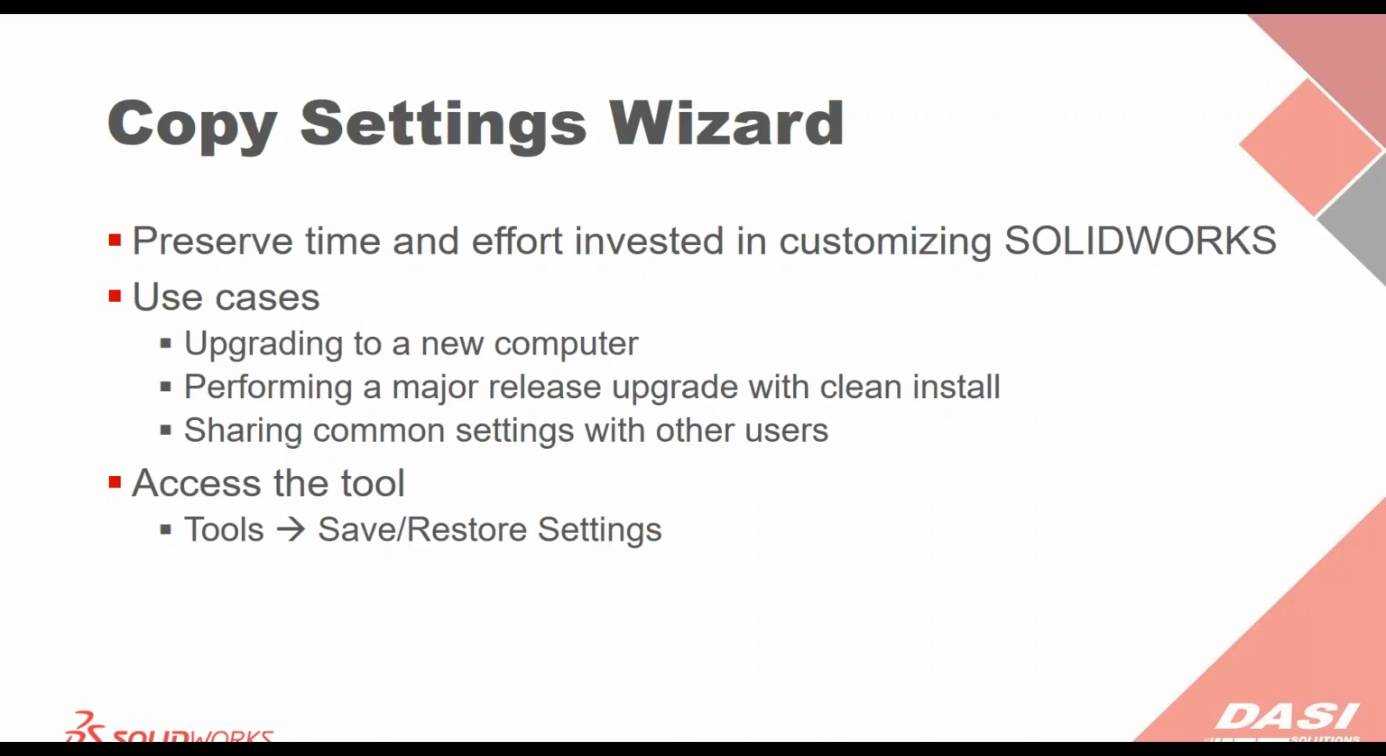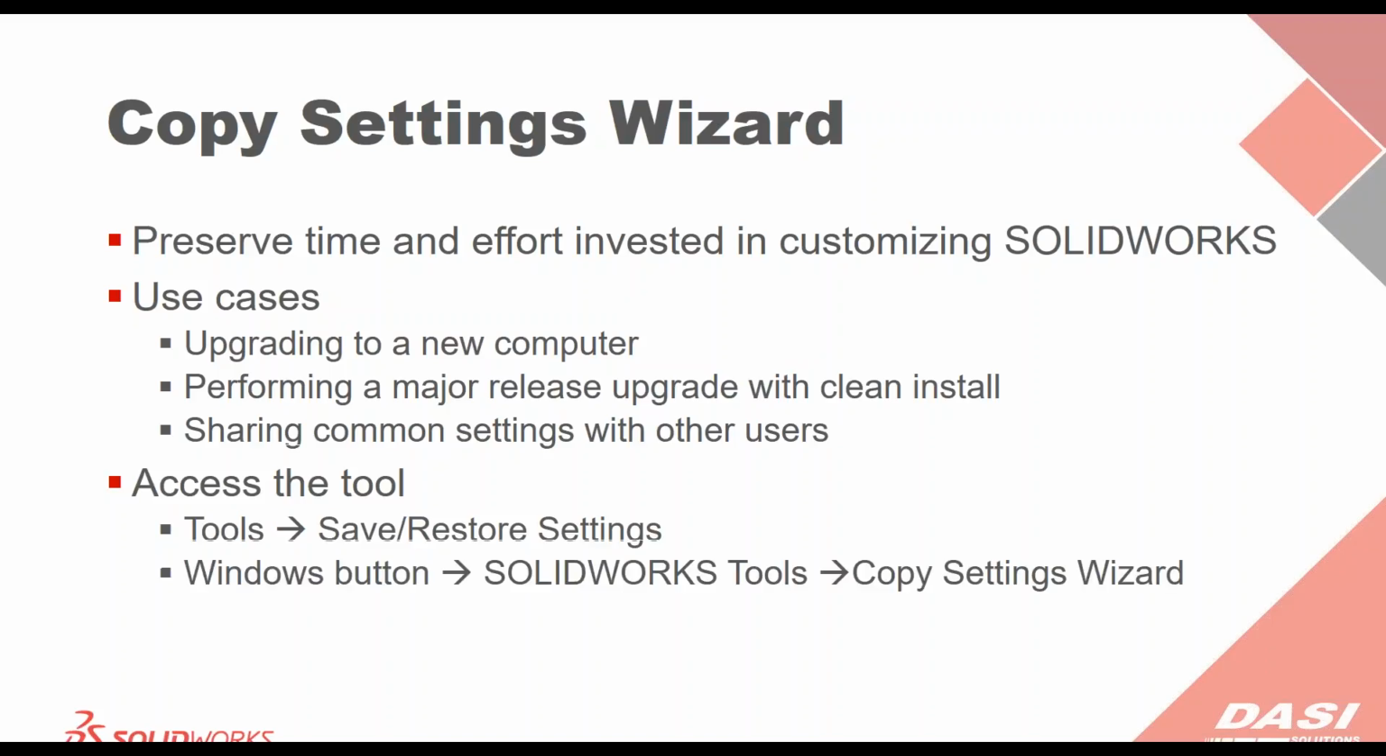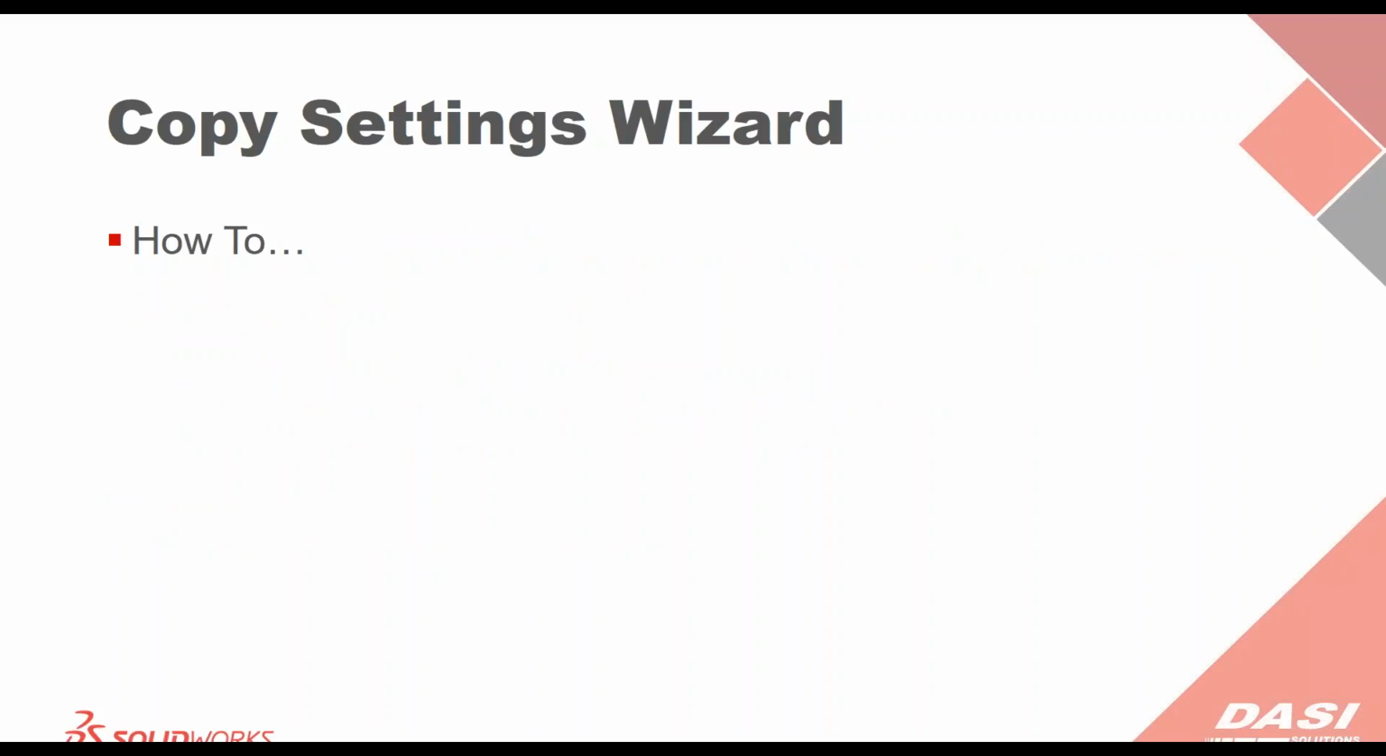So how do you access the tool? You can go to the tools drop down and do save restore settings, or just go to the Windows button, find your SOLIDWORKS tools, copy settings wizard. I just like to search for copy settings wizard. That's the easiest method. So how do you actually do this?